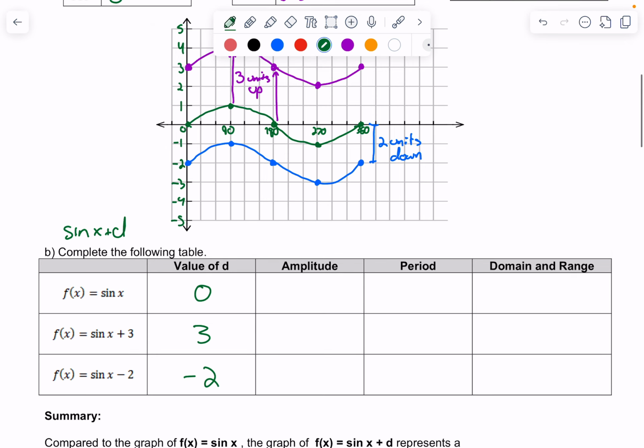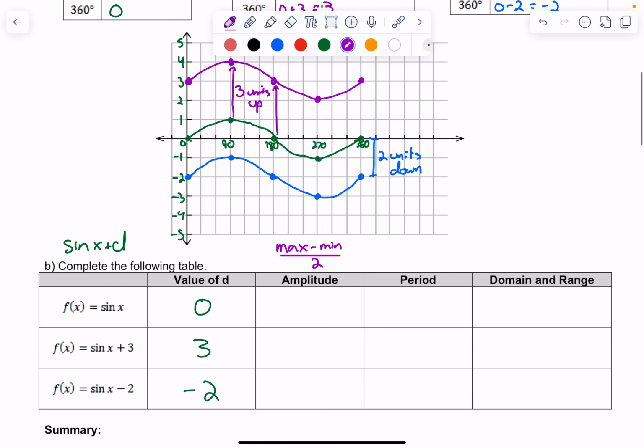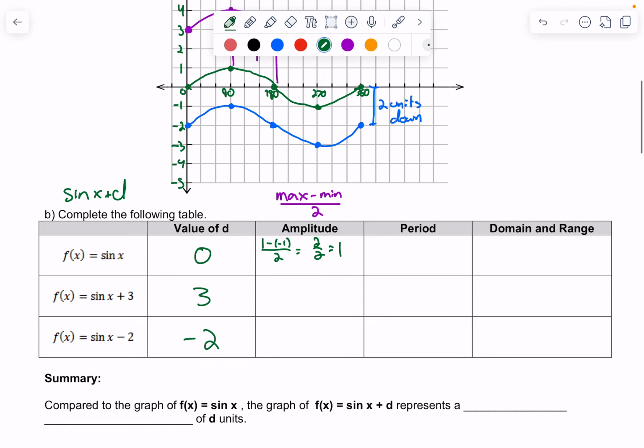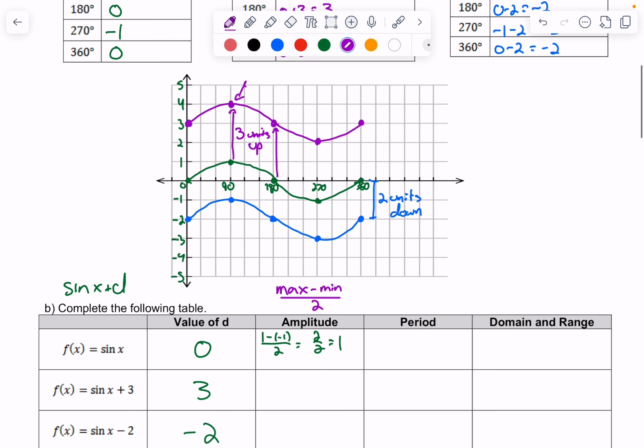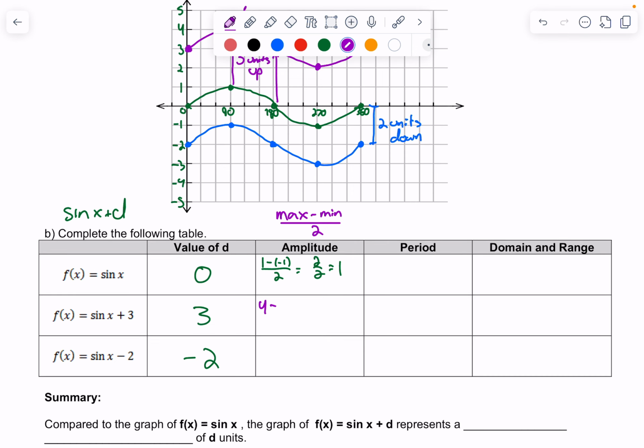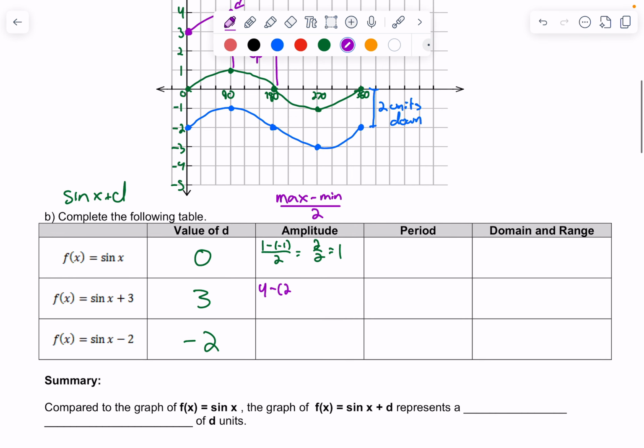Your amplitude, remember, your amplitude is the distance from your max minus your min divided by 2. So if we do that for each one of these, if we look at our parent function, your max is 1, your min is -1, divide that by 2, you get 2 over 2 or 1. Do that for the sine plus 3, that's our purple graph. Its maximum is 4 minus its minimum, 2, all over 2, you get 2 over 2, and 1.